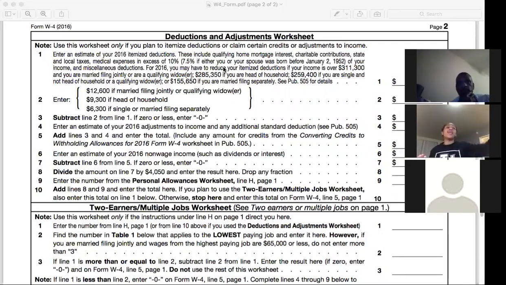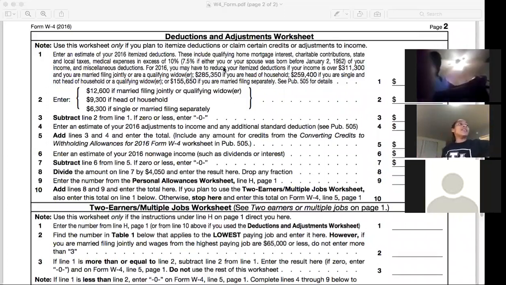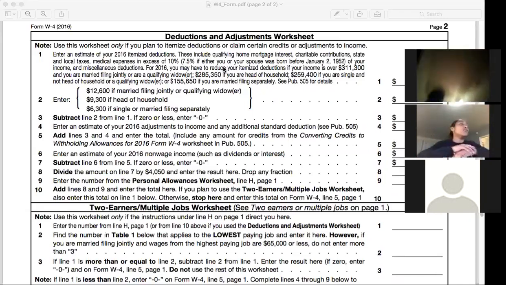So if you had a Schedule A, you're going to put whatever number was there on line 1. If it's greater than what the government is going to give you for the standard deduction: if you're married, filing jointly, the government gives you $12,600 as a deduction. If you're a head of household, it gives you $9,300. If you're single or married, filing separately, you get $6,300. So most people, guys, in most cases are going to have a 0 on line 1 because they don't have a Schedule A or itemized deductions.